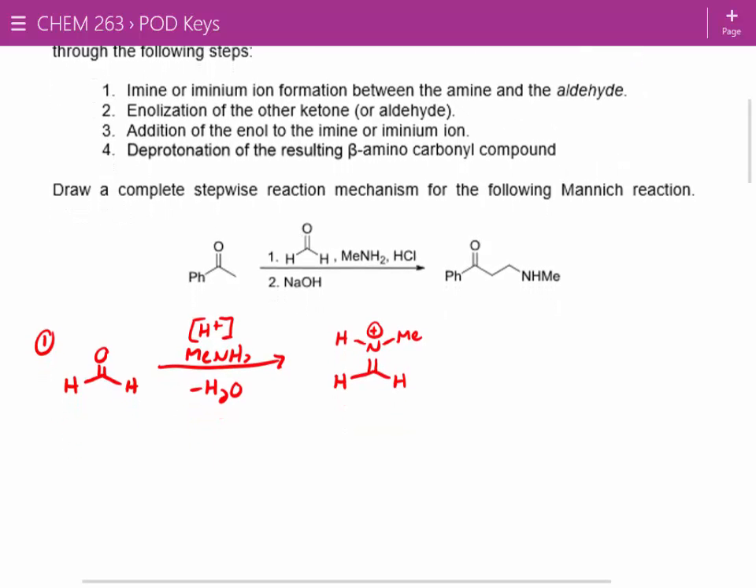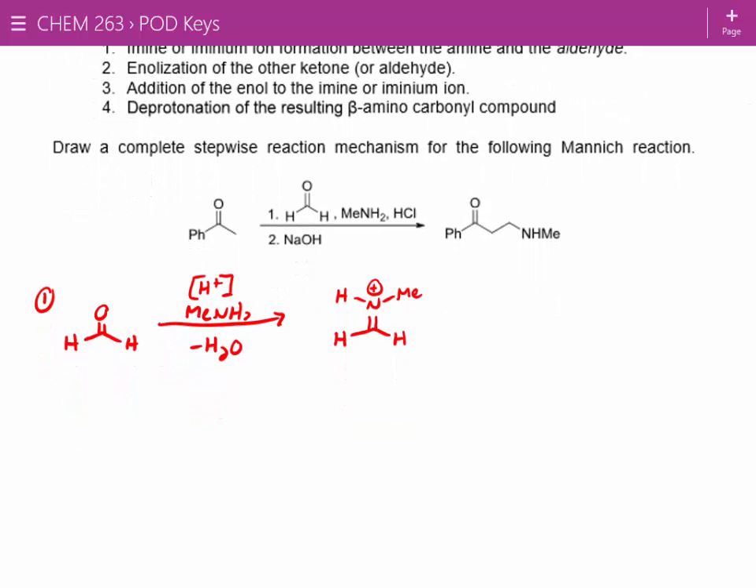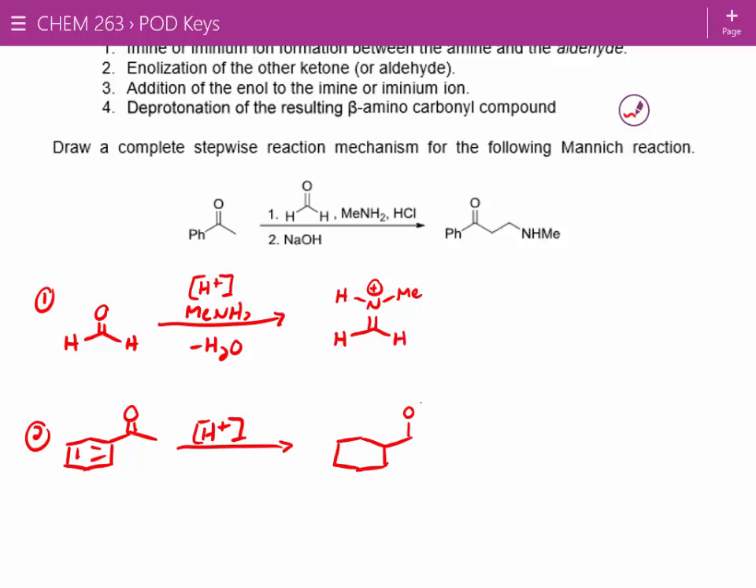All right, step 2, we need to form our enol from the other ketone. So our ketone in this case is acetophenone. And we're under acidic conditions, so are we going to get the enolate? Yes. No. So in this case, under acidic conditions, you'll have an enol instead of your enolate. It's important to remember that these are actually equilibrium conditions for this.